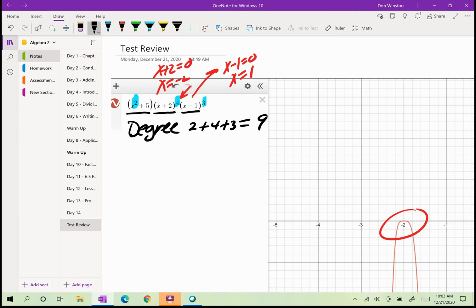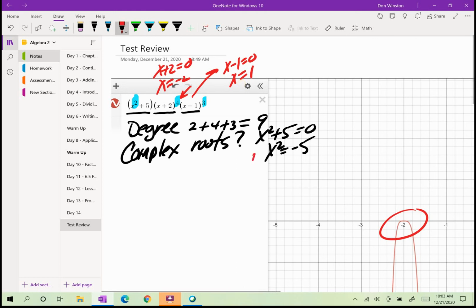Okay, so you should be able to answer those questions then. So which factor has complex roots? Well, that would be x squared plus 5, because if you set that equal to 0, you get x squared equals negative 5, and then you take the square root of both sides, you get x equals plus or minus i root 5.